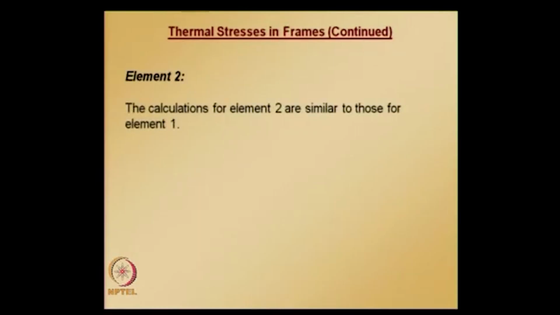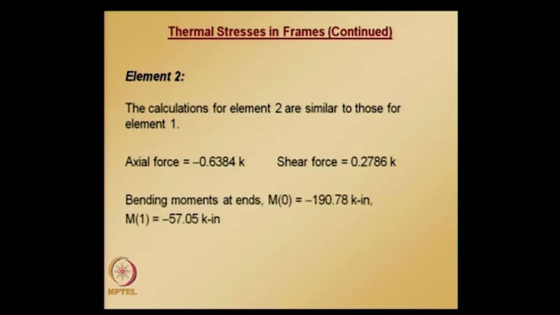Similar calculations we can also repeat for element 2. Calculations for element 2 are similar to those for element 1. The details are not given here explicitly, but the final axial force value, shear force value and bending moment value are given. And here also, when you are calculating the element forces for element 2, for axial force and bending moment we need to apply the fixed end corrections, whereas for shear force no such correction is required.